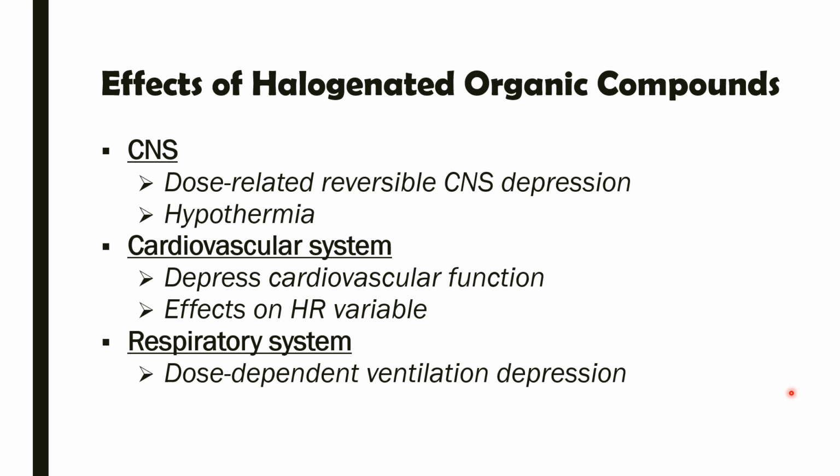For the cardiovascular system, there is depression of the cardiovascular function with fairly minimal effects on the heart rate. We also have the respiratory system, so there is dose-dependent ventilation depression. For example, if you give too much of the anesthetic gas, the animal will slow its breathing until such time that it will stop. It's actually a kind of protective mechanism because if you give too much of the gas, the animal tries to avoid taking an overdose through depression of the respiration.